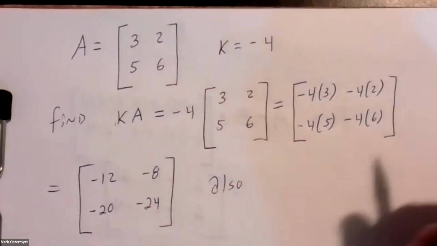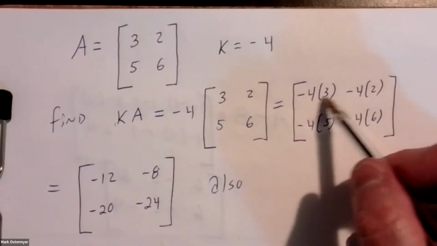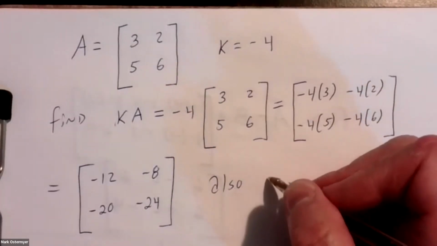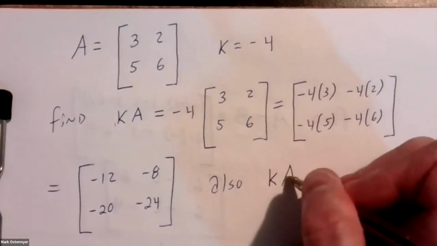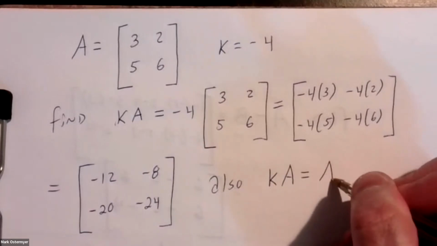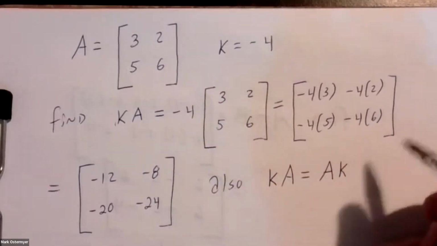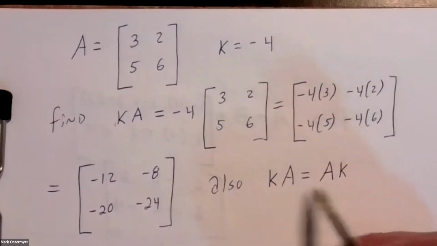Also, since multiplication is commutative, it would be true that k times matrix A would be equal to matrix A times k. That's true.